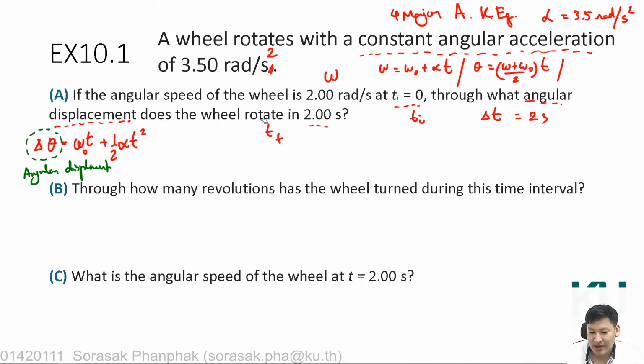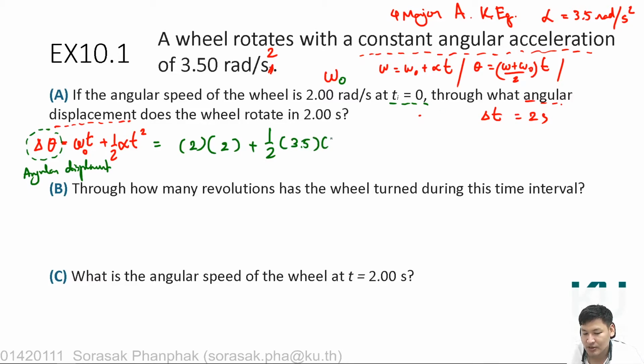Right. So now you can sub all the information in if you want. I'll clear the space for the fill in. Now you will have omega zero is 2 radians per second. This is the initial value because it's at zero time point. So 2 radians per second multiplied with delta t, the time change, which is 2, plus 1 over 2 alpha, in this case 3.5, and t squared, which is 4.